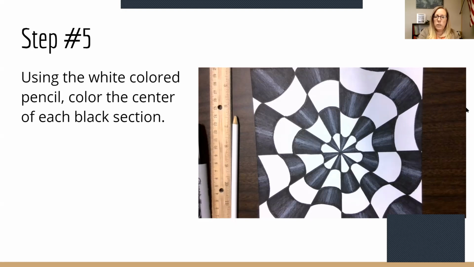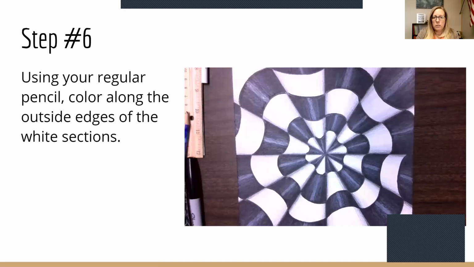And then that will take us to the last step. Step number 6 is you're going to use your regular pencil and color along the outside edges of the white sections. So you take each white section and color with your regular pencil along there. If you notice, with the white and then the black of your pencil, you're creating values. So you have dark, which is showing a shadow, and then light, which is showing a highlight. Again, this last step is you take your pencil and, along the outside edge of every white section, color with your pencil.